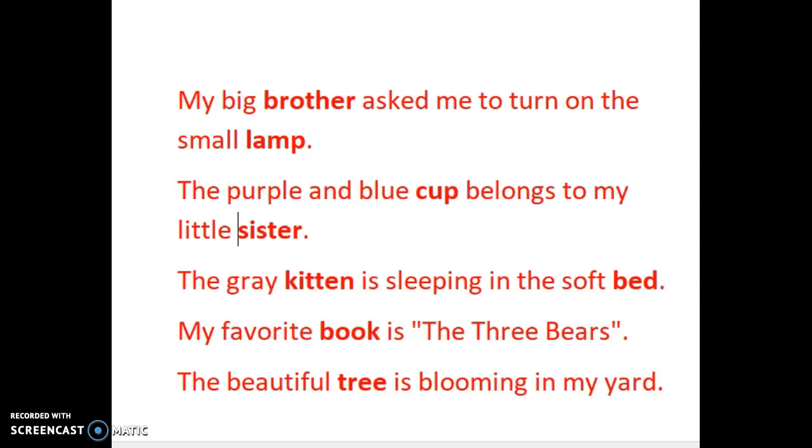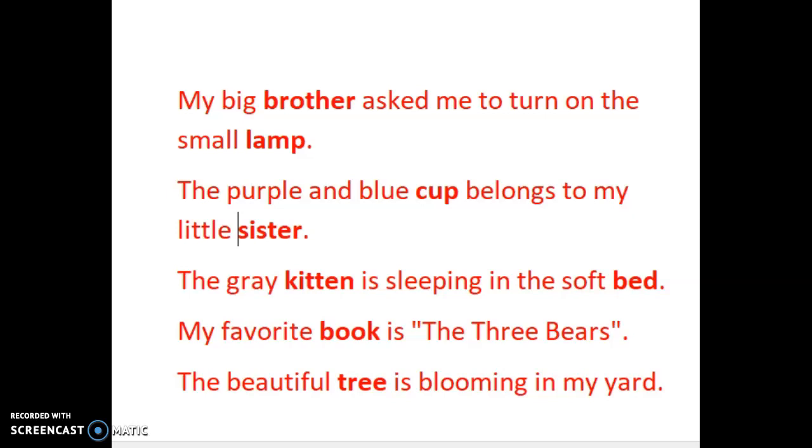So our first sentence says, my big brother asked me to turn on the small lamp. So looking at that sentence, you can see that the nouns are in bold print there, and we are going to talk about the adjectives that we see. So we know that adjectives answer a question about a noun that tells which one, what kind, or how many. If we take a look at our first one, brother is our noun. We know brother is a person, and so we want to find the adjective for brother. So yes, your adjective is big, and it tells which one. So which brother? My big brother.